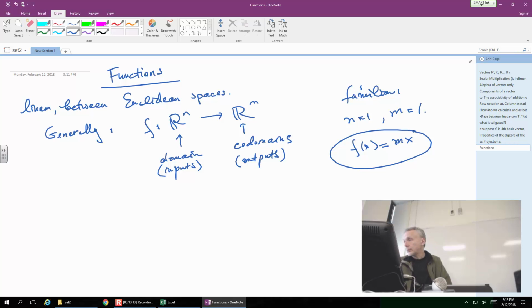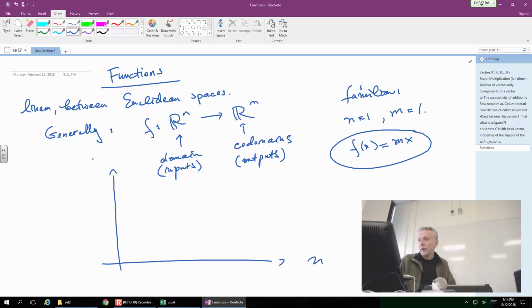Let me first have a little table here to show you where we're going to end up. I'll put n here, the dimension of the input here, and the dimension of the output there. So 1, 2, 3, 1, 2, 3. It's a whole table of possible classes of functions.